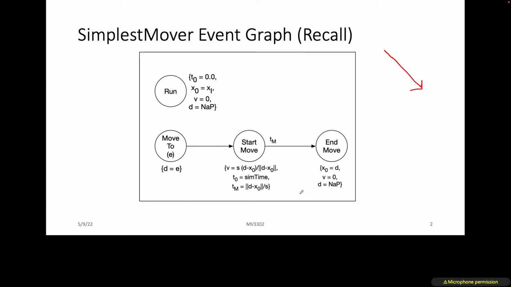Okay, so this is our core event graph, where the idea is that we have this mover component, and at some point somebody's going to schedule a move to, say, go there, and then in response it's going to schedule this start move event, which is going to update its state, and it's going to schedule the end move event based upon how long it's going to take to get there. The key to this is something called the equation of motion. So the equation of motion is an equation that describes where the particular entity is at any point in time.